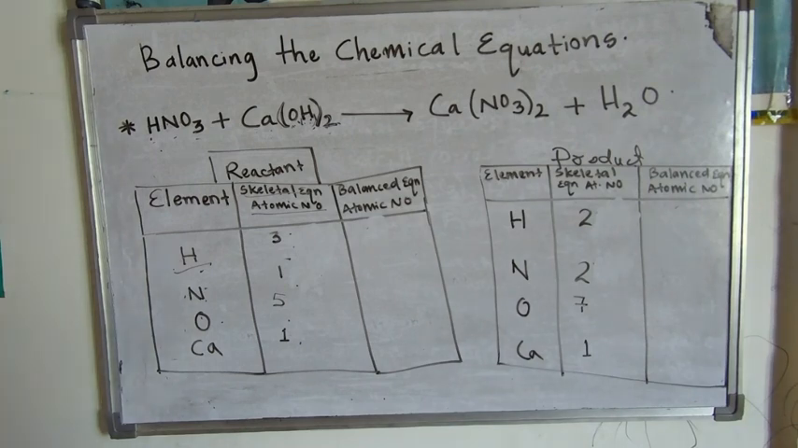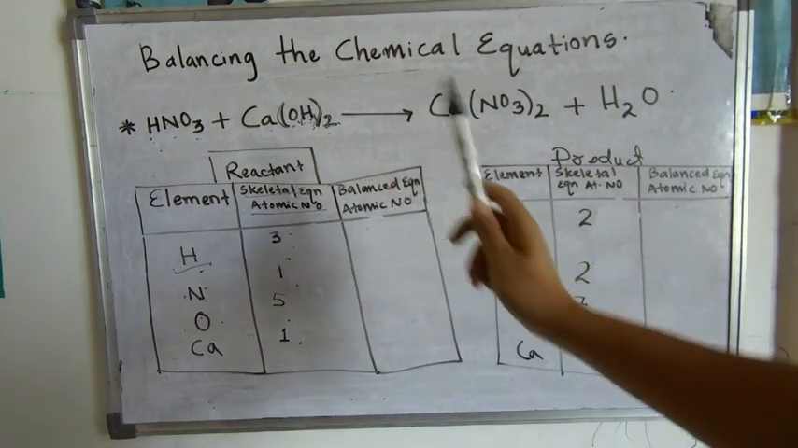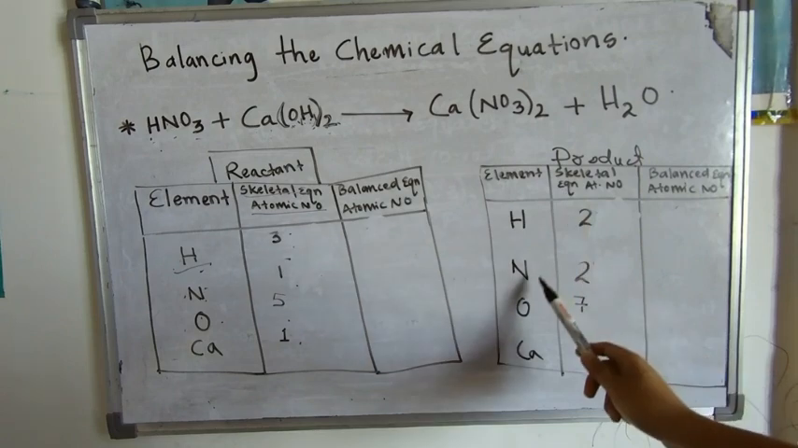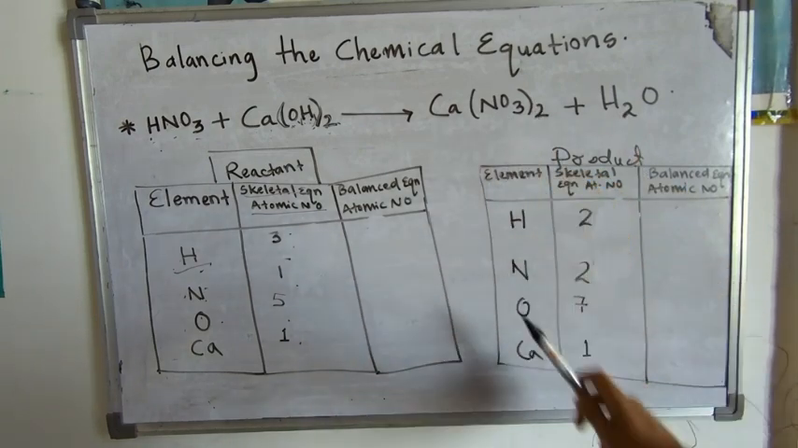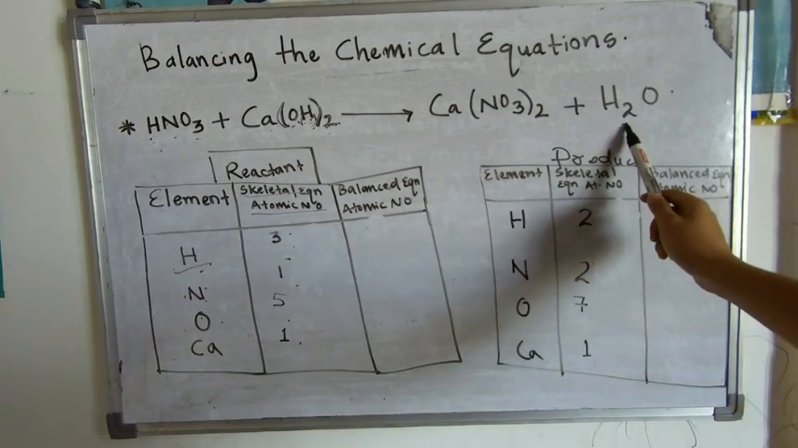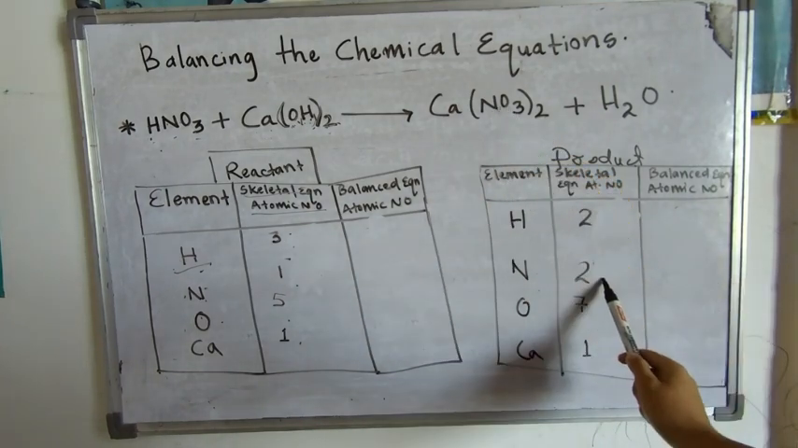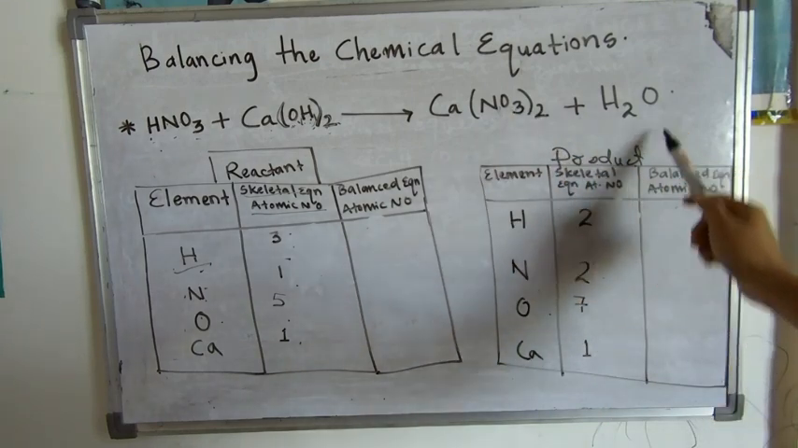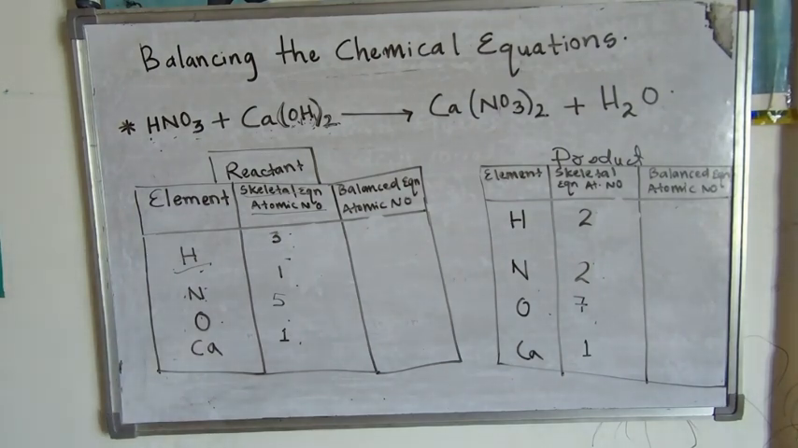So now let's see this side. This is the product side. All the elements that are on the reactant side will also be on the product side. So that's the chemical equation. So hydrogen is there, nitrogen is there, oxygen is there, and calcium is also there. So hydrogen, let's see how many atoms are there. Hydrogen we have 2, nitrogen we have here, it is 1, so 2 times 1 it is 2. Oxygen 2 times 3 is 6 plus 1, so it is 7, and calcium we have 1.